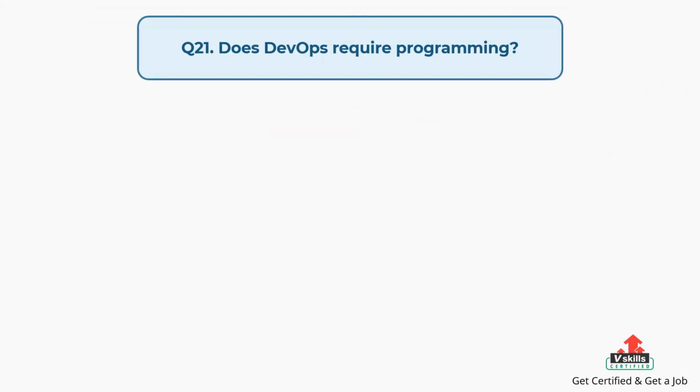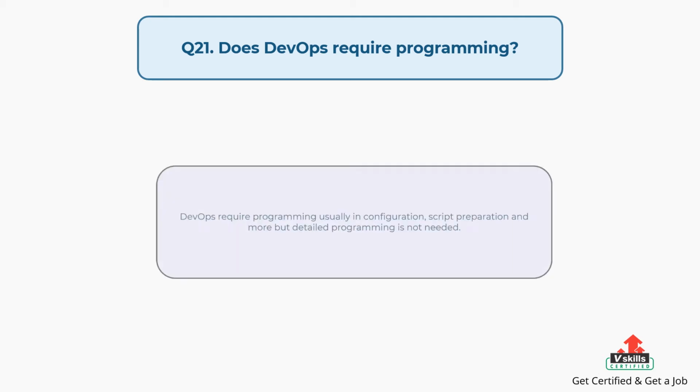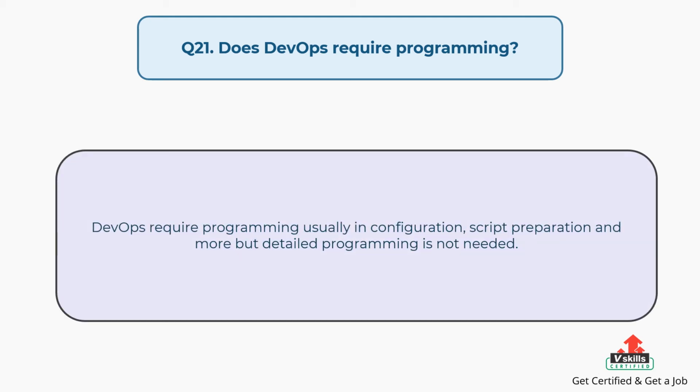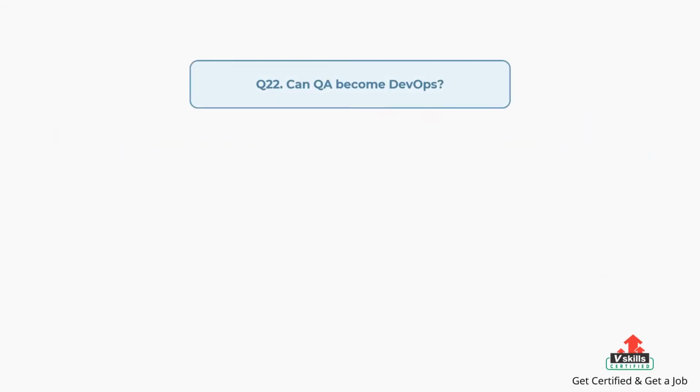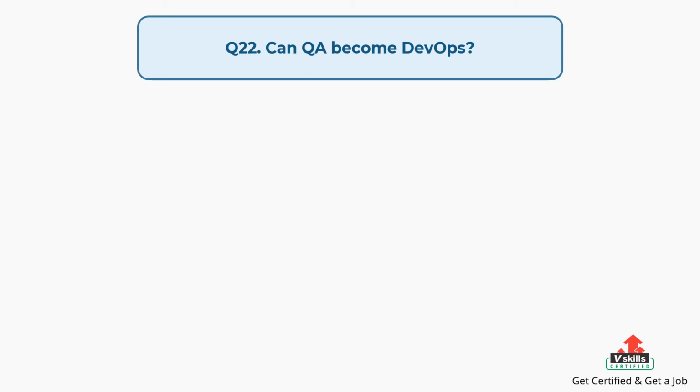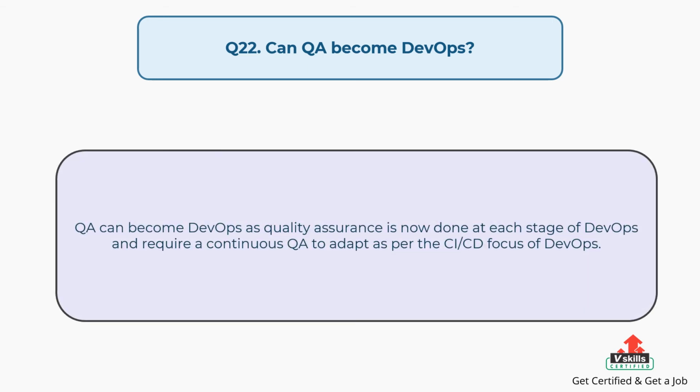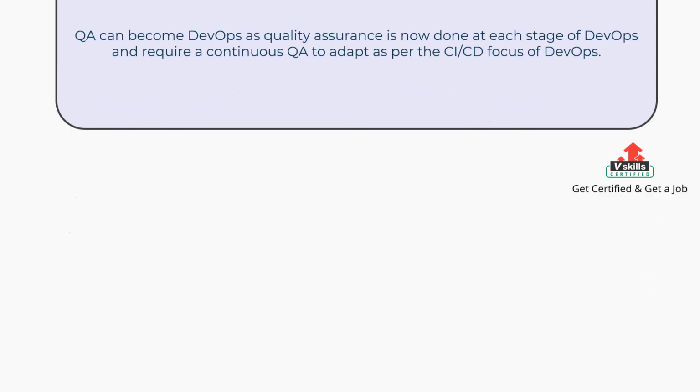Question number 21. Does DevOps require programming? The answer is: DevOps requires programming usually in configuration, script preparation and more, but detailed programming is not needed. Question number 22. Can QA become DevOps? The answer is: QA can become DevOps as quality assurance is now done at each stage of DevOps and requires a continuous QA to adapt as per the CI or CD focus of DevOps.